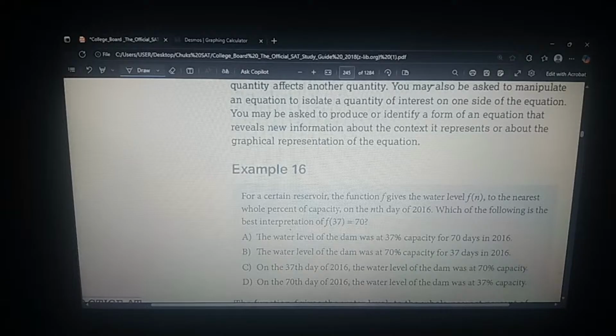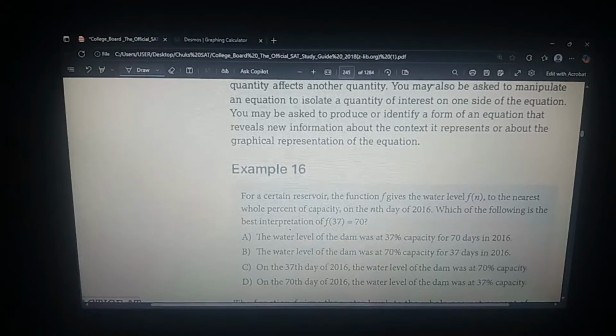So now let's take this last question and we close for today. It says, for a certain reservoir, the function f gives the water level f of n, to the nearest whole percent of capacity, on the nth day of 2016. Which of the following is the best interpretation of f of 37 equal to 70?